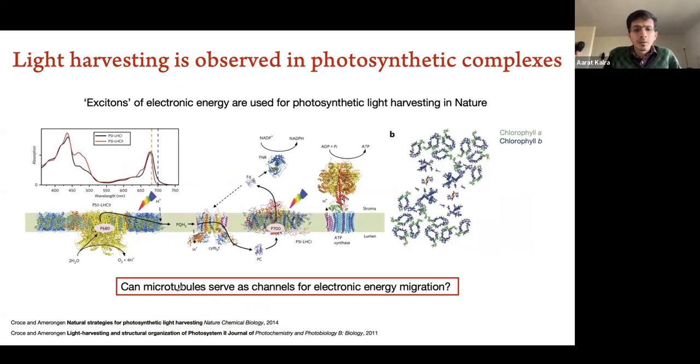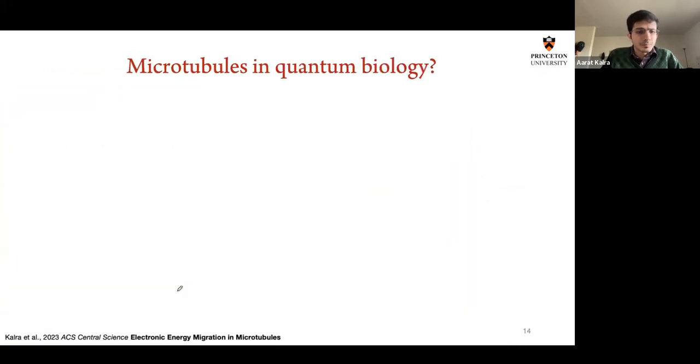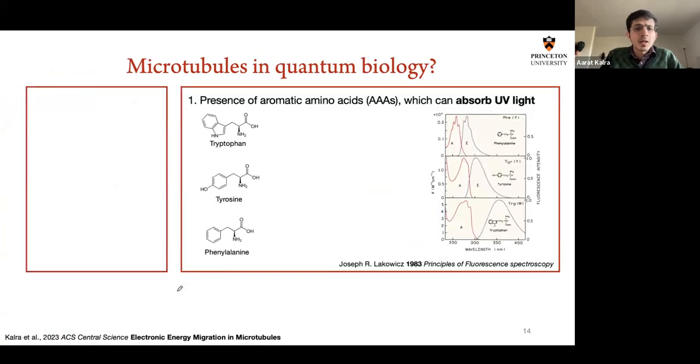Why would somebody look at a microtubule almost as a rival to, say, chlorophyll, or as a similar complex to chlorophyll? That's really the question, right? Why would microtubules play these alleged quantum roles? Well, what makes microtubules special? The idea here is that what makes microtubules special is that they have aromatic amino acids which absorb UV light. So remember, chlorophyll absorbs light in the visible regime. Microtubules have these aromatic residues that absorb light in the UV regime. Okay, so they have tryptophan, tyrosine, and phenylalanine, all of which absorb different wavelengths of UV light.